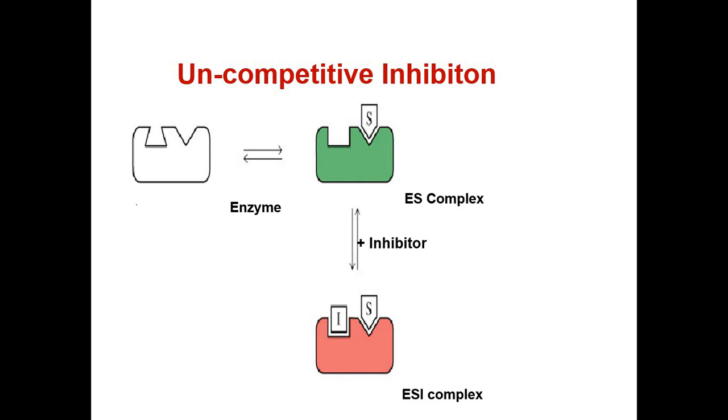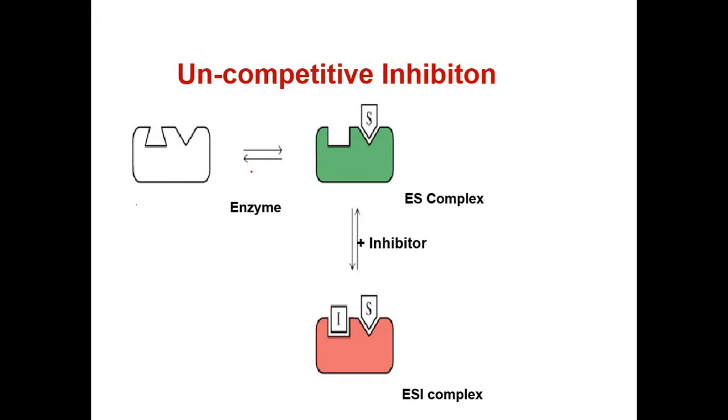So this is how uncompetitive inhibition takes place. You have an enzyme, and this enzyme will bind to the substrate. So this is the substrate. Now you have formed this ES complex, enzyme substrate complex, right? In the presence of the uncompetitive inhibitor, this uncompetitive inhibitor will bind to this enzyme substrate complex. Okay?